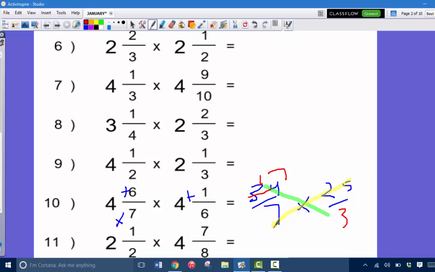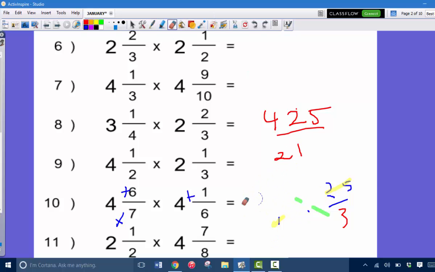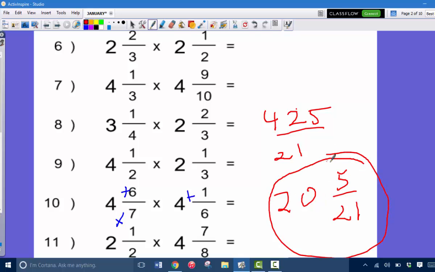So now when I multiply, I will have 4, and I'm going to put it up here. 17 times 25 is 425 over 21. So this is where we are now. 425 over 21, and all I have to do is change this into a mixed number. 21 will go into 425. I'm going to go ahead and tell you that 20 times. And then there would be about 5 left over, keeping the same bottom number. So this is your answer for number 10.